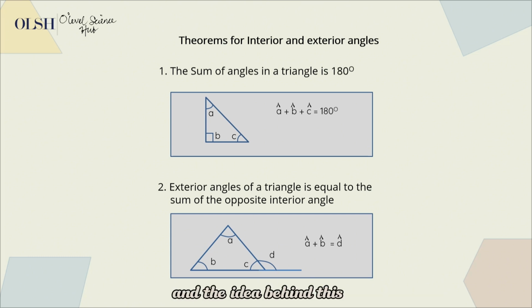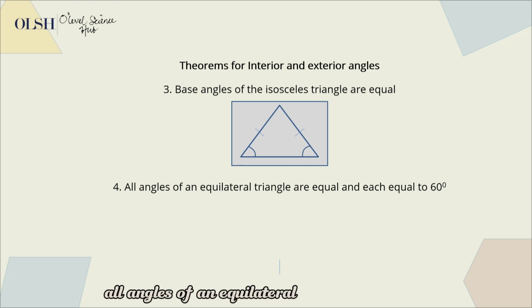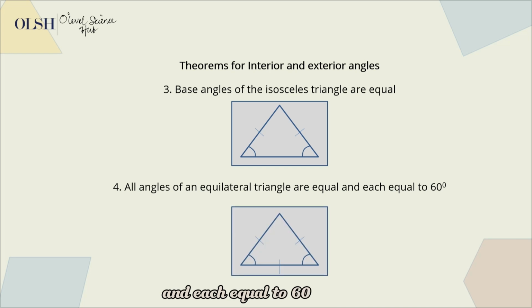And the idea behind this is the sum of angles in a triangle is 180 degrees, and the sum of angles on a straight line is also 180 degrees. So if D plus C is 180 degrees and A plus B plus C is 180 degrees, then it means that D plus A plus B would give us 180, because D complements C and A plus B complements C to make 180. The base angles of the isosceles triangle are equal. All angles of an equilateral triangle are equal and each equal to 60 degrees.